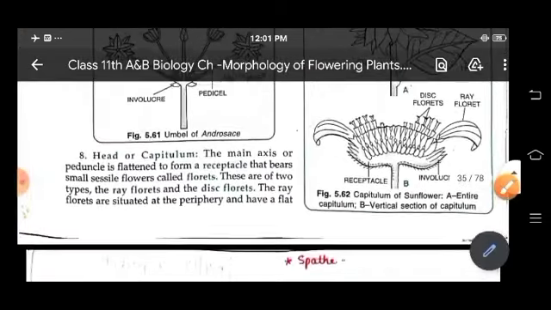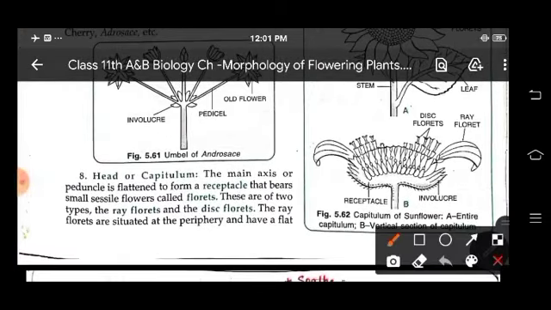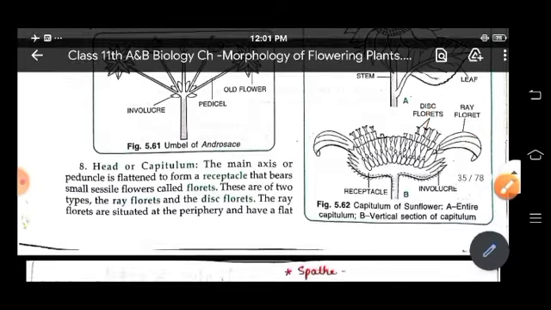See here, this is the capitulum of sunflower. Now these are the disc florets and ray florets. As you see children, the ray florets are larger as compared to the disc florets. Okay.